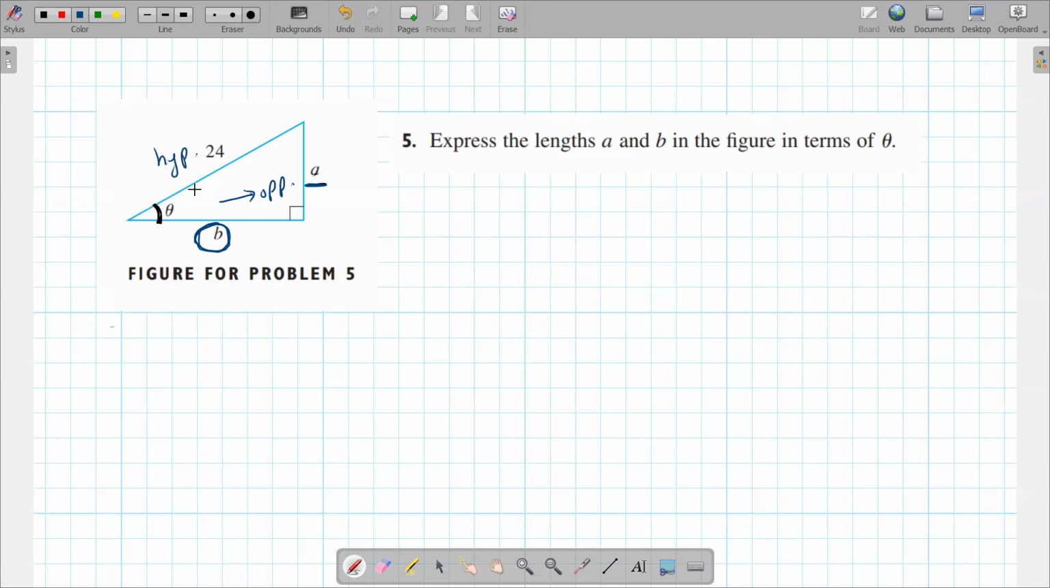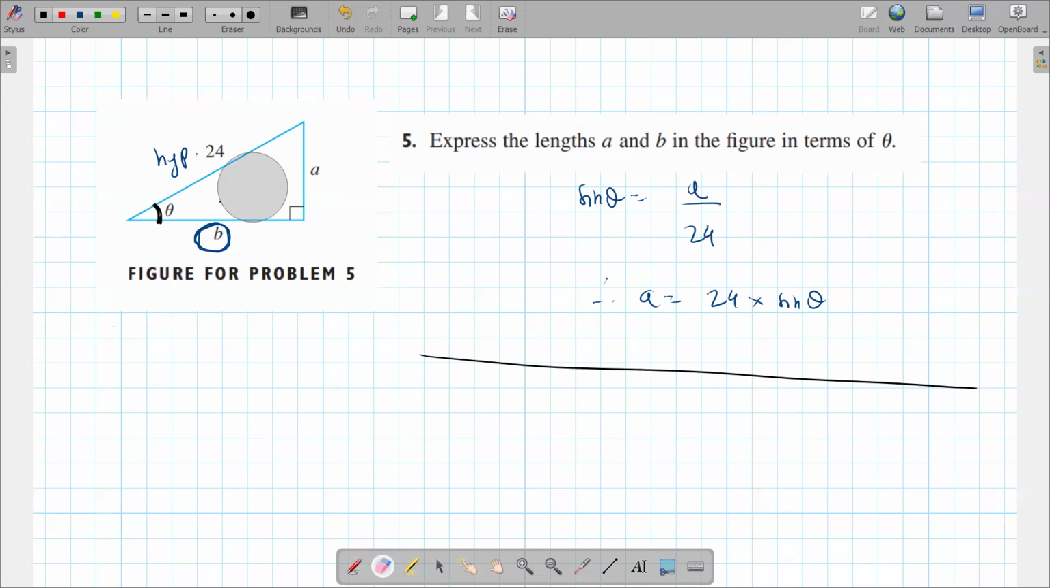So which ratio would work here? There's only one ratio that's going to work. Sine. So you have sine theta equals A over 24. Therefore, A is 24 times sine theta. Done. Let's look at B.